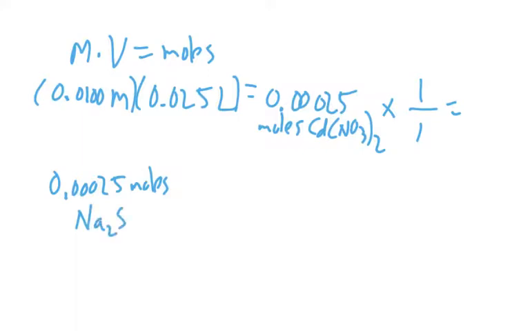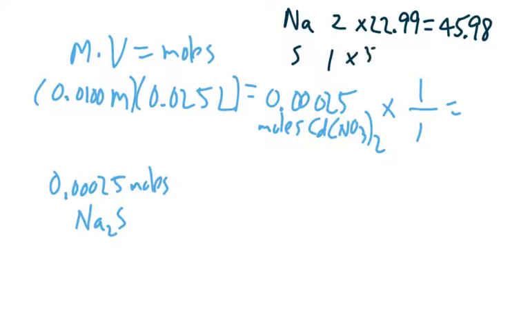Now, we want to convert moles to grams. So here's what we're going to do. Let's find the molar mass of sodium sulfide. There are 2 sodiums in Na2S, 1 sulfur. Using the periodic table, 22.99 is the atomic mass. Sulfur is 32.07 after rounding. And when you do this, you're going to get a molar mass of 78.05.